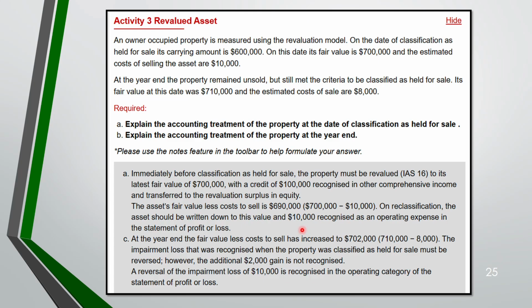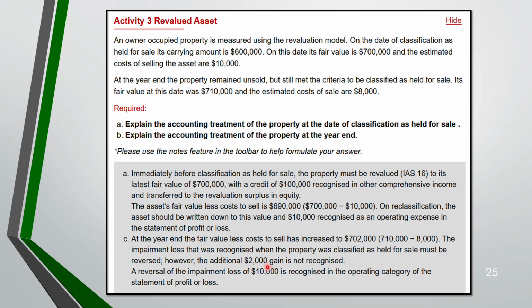Okay. How much do you recognize as operating expense? 10,000. And if you check the total, 690 and 702, the difference is 12,000. Out of that 12,000, you can only reverse up to 10,000 because only 10,000 was recognized. So that you will reverse. A reversal of impairment loss of 10,000 is recognized in the operating category. So now you will not have anything in the operating category because this that you have recognized, now you will reverse it. And the total difference is 12,000.